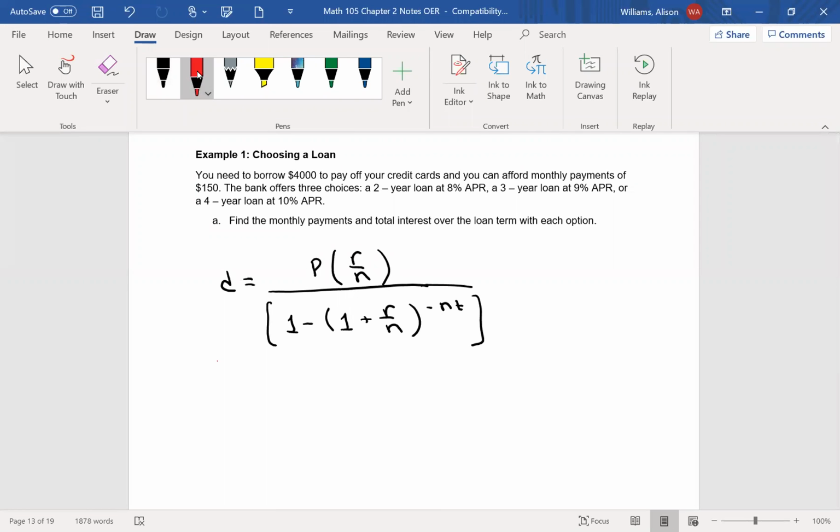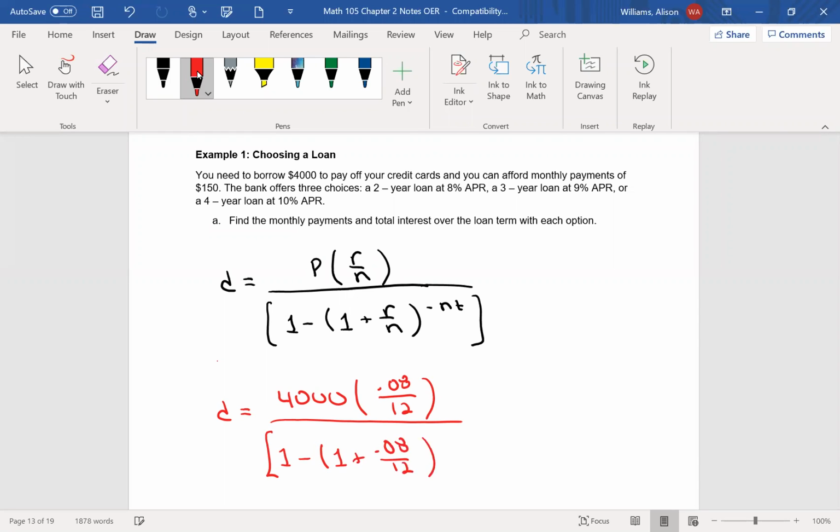So let's start with the first one, the 2-year loan. We're borrowing $4,000 in every case, but the 2-year rate is 8%. Compounded monthly, that's 4,000 times 0.08 over 12, all over 1 minus (1 plus 0.08 over 12) to the negative 12 times 2 for the time. All right, so we're going to calculate this in steps.